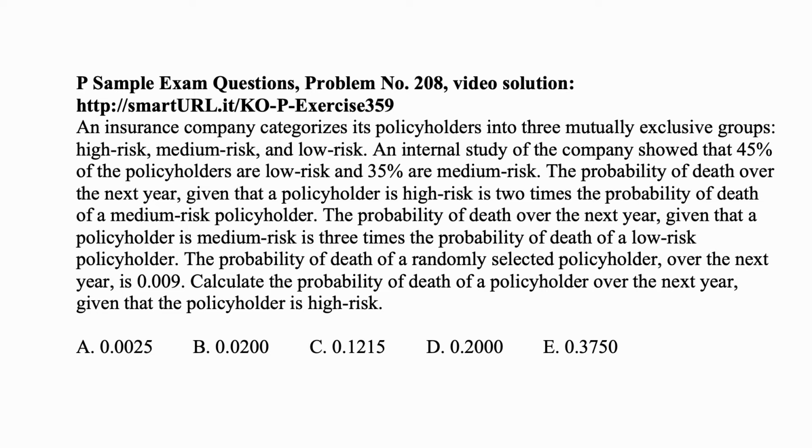The probability of death over the next year, given that the policyholder is high risk, is 2 times the probability of death of a medium risk policyholder. The probability of death over the next year, given that a policyholder is medium risk, is 3 times the probability of death in a low risk policyholder. The probability of death of a randomly selected policyholder over the next year is 0.009. Calculate the probability of death of a policyholder over the next year, given that the policyholder is high risk.